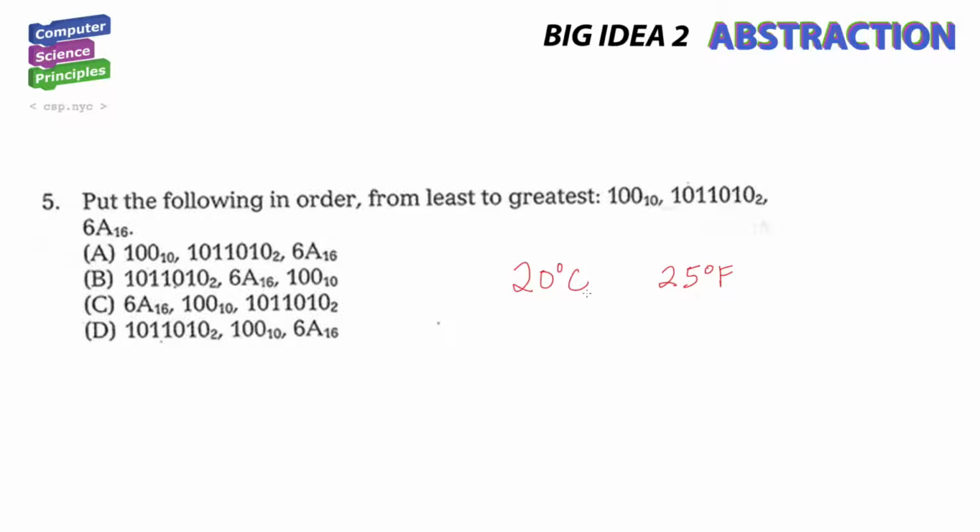So the units that we're given, Celsius versus Fahrenheit, are very important, just like the base that we're given with these numbers, the 10 and the 2 and the 16, which represents, so base 10 is decimal, base 2 is binary, and base 16 is hexadecimal. So these are very important.